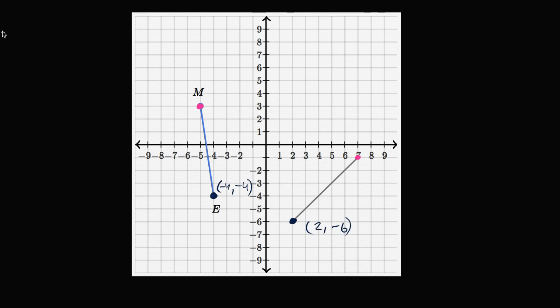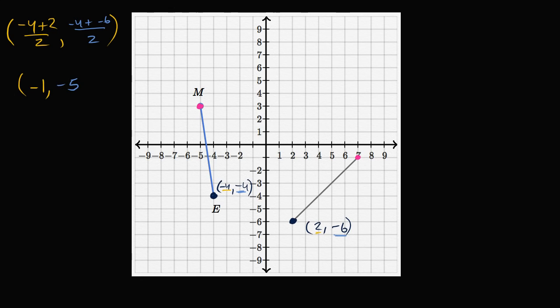Let me do that over here. The average of the x's is -4 plus 2 over 2. And the average of the y's is -4 plus -6 over 2. Let's see, -4 plus 2 is -2, divided by 2 is -1. So it's going to be -1, comma, -4 plus -6, that's the same thing as -4 minus 6, which is -10, divided by 2 is -5.